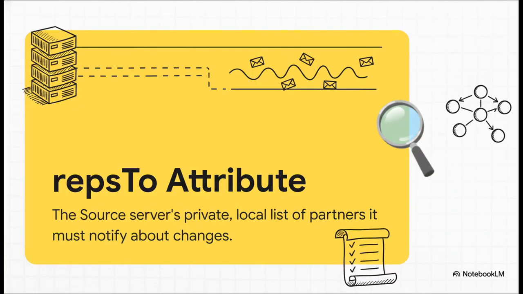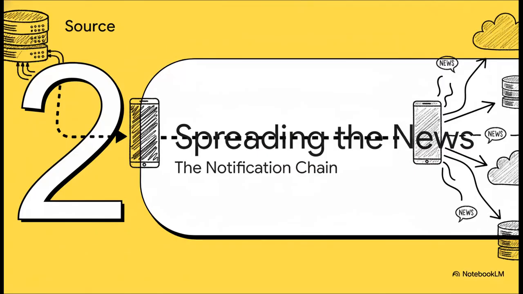And that special list, it has a technical name, the reps2 attribute. The easiest way to think about it is just as the source server's outbound mailing list. It's a simple local record of everyone it needs to tell when an update happens. That's it. So, the list is built, the contact is in the address book. Now what? Let's look at how the source actually uses it to spread the news, because this is where the real efficiency of the whole system kicks in.